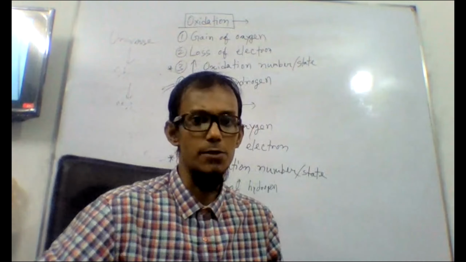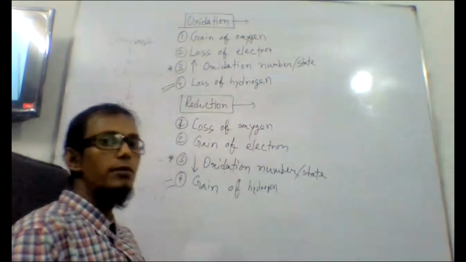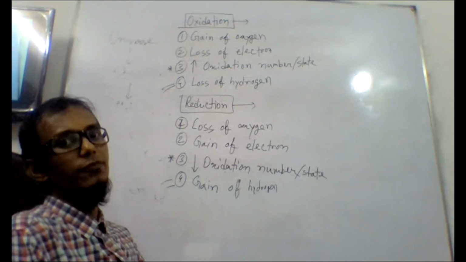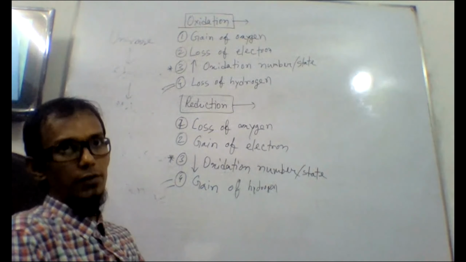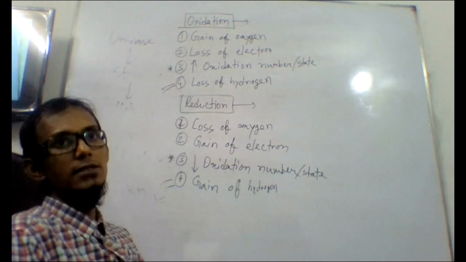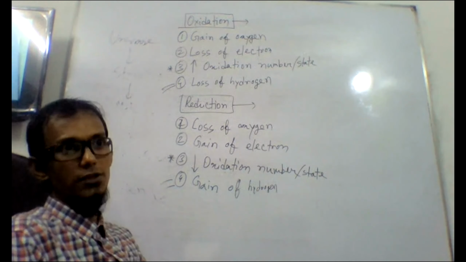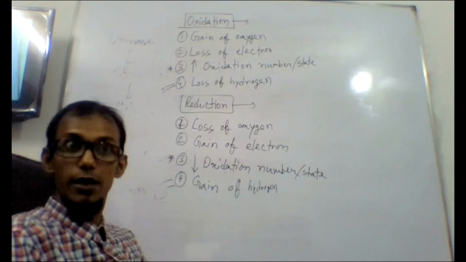ঠিক আছে বুঝতে পারছি। Okay, so oxidation and reduction in terms of 4 things: gain of oxygen or loss of oxygen, loss of electron or gain of electron, increase in oxidation number or decrease in oxidation number, loss of hydrogen or gain of hydrogen. ঠিক আছে?